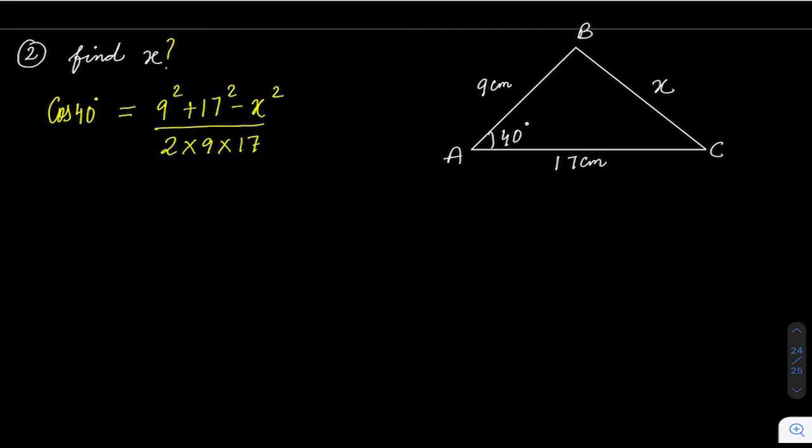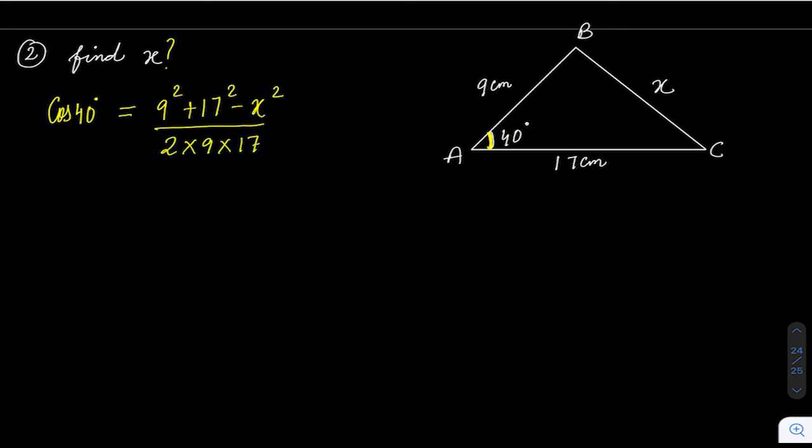Now why I am writing like this is because sometimes it's not necessary that you have ABC. You might have PQR as vertices or something else. So don't get confused in that. What you do is you first focus on the angle. Which angle are you talking about? Let's say we are talking about 40. So the sides that contain the angle 40 are 9 and 17. So your formula goes like this: 9 squared plus 17 squared minus the opposite side squared, that is x squared, divided by 2 times 9 into 17. Okay, so let's try this and try to find our x value.